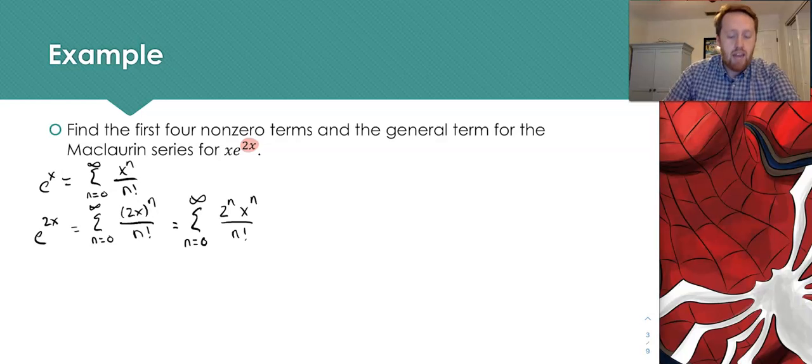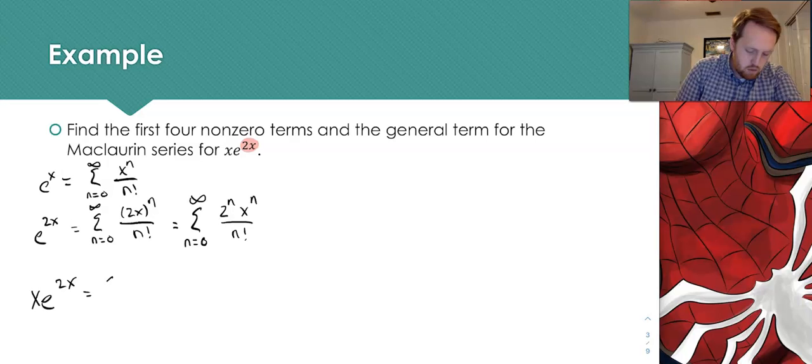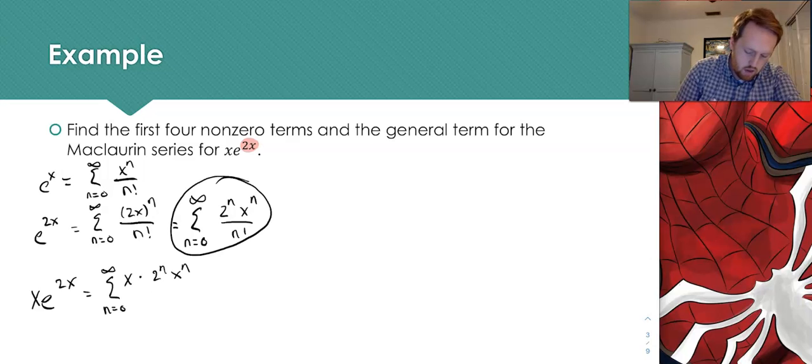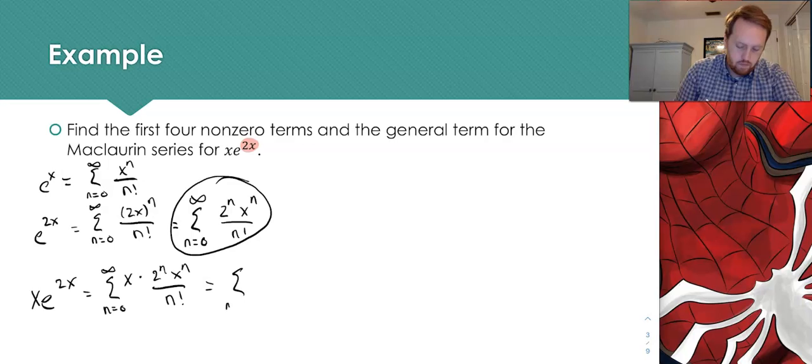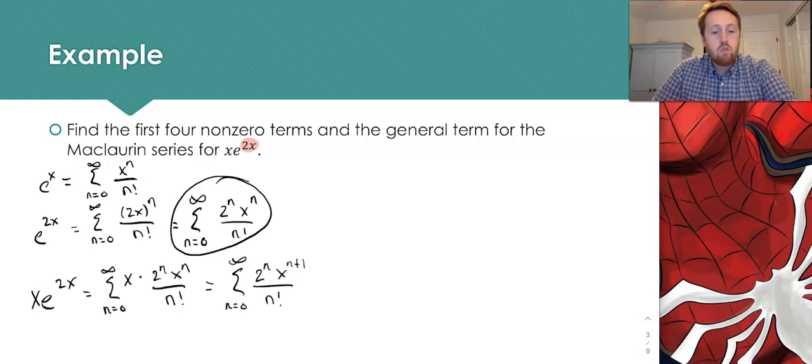And now I need to throw that x on it. So x e to the 2x would be equal to the sum from 0 to infinity. I'm going to take this one. X times 2 to the n, x to the n, over n factorial. And again, your life is going to be easier if you just go ahead and simplify it. So 2 to the n, x to the n plus 1, over n factorial. So that is how we would create the general term.